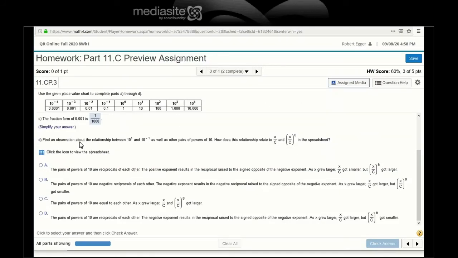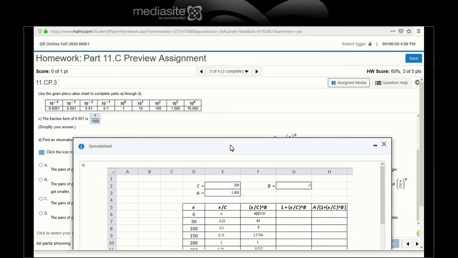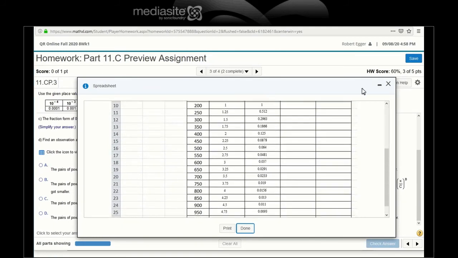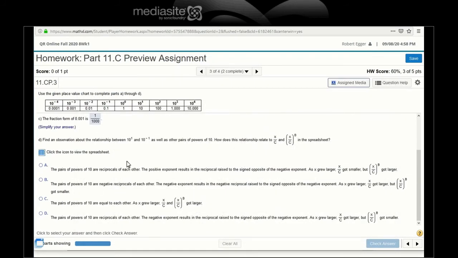Let's see, final observation from the relationship. Click on view spreadsheet. Okay. The pairs of powers of 10 are reciprocals of each other. The positive exponent results in the reciprocal raised to the sign opposite of the negative exponent. As x grew larger, x over c got smaller, but x over c got larger.